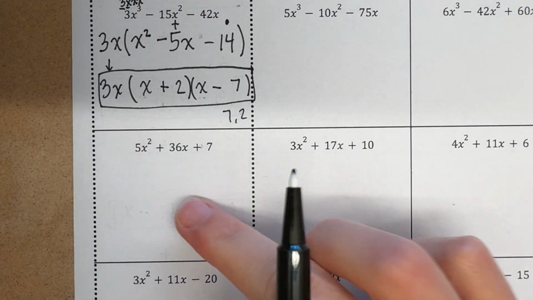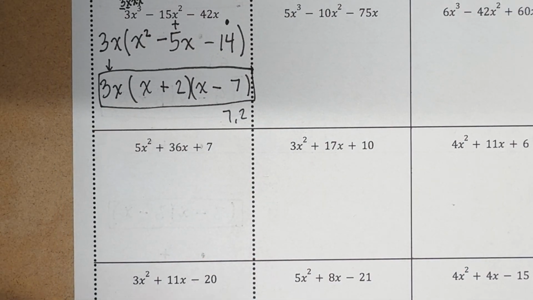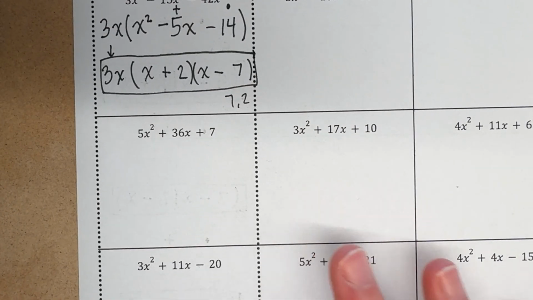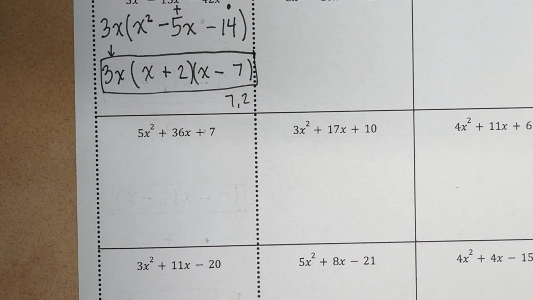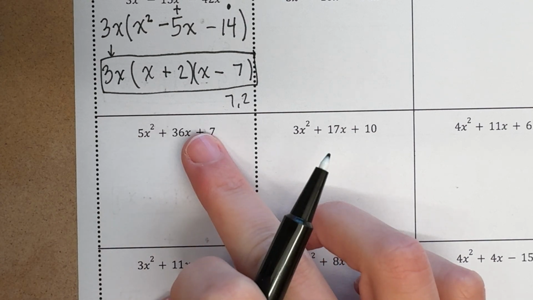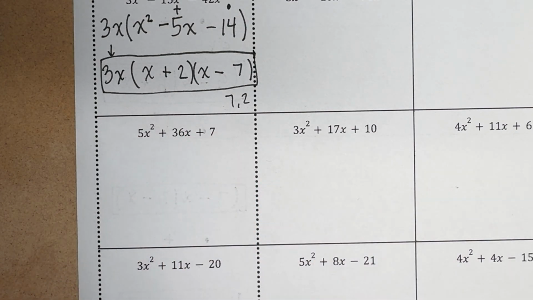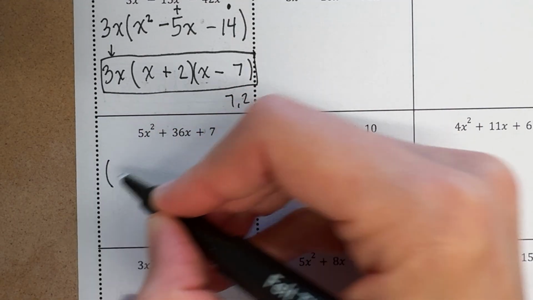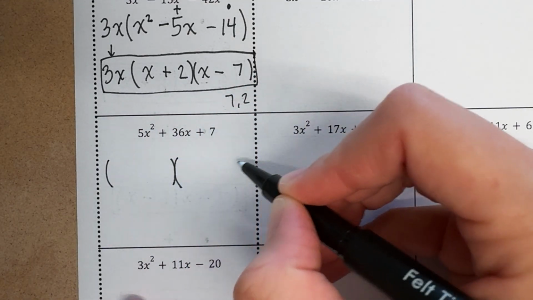Right here, I'm going to ask myself, is there a GCF? And here's the thing, there's not. There's not a number that multiplies to 5 and 36 and 7. In fact, 5 and 7 are both prime numbers, so the only number that multiplies to those is 1. We're not going to factor out a 1. So there's no GCF here. So I'm just going to start like this.